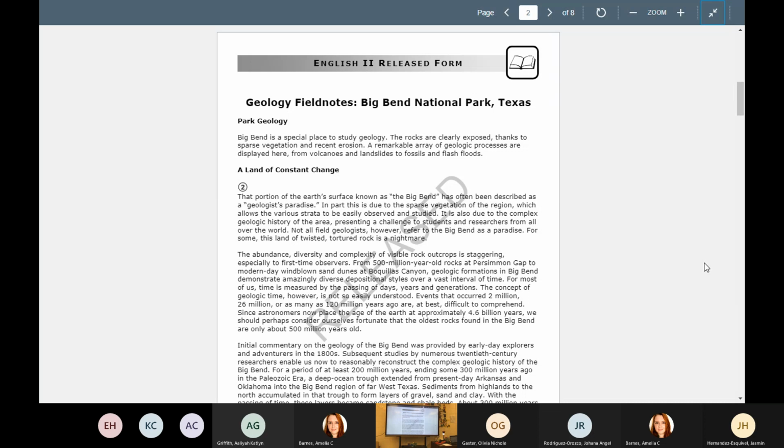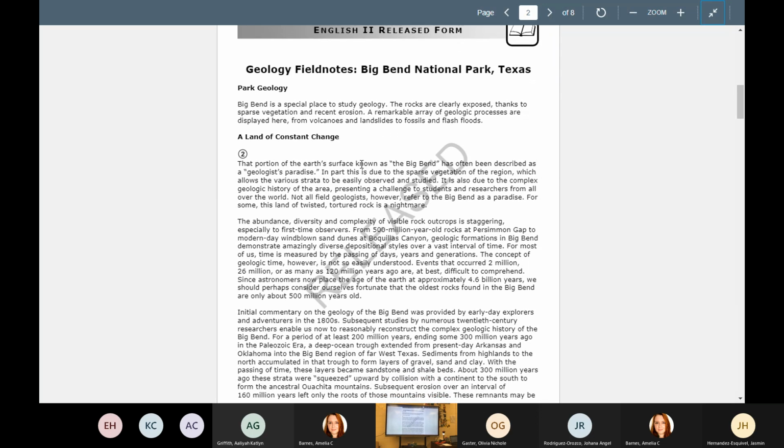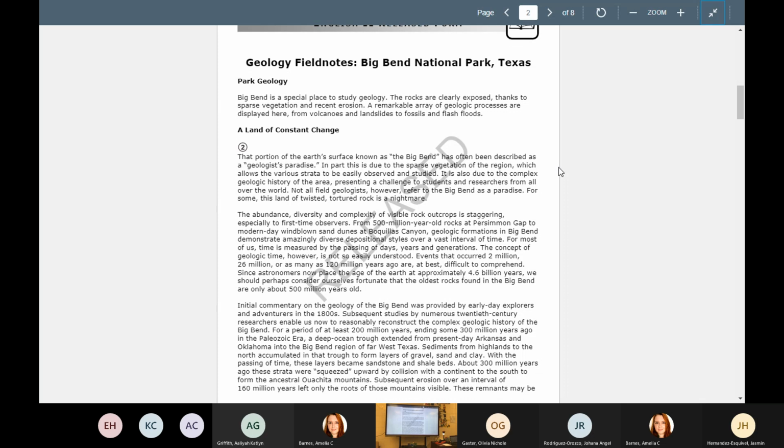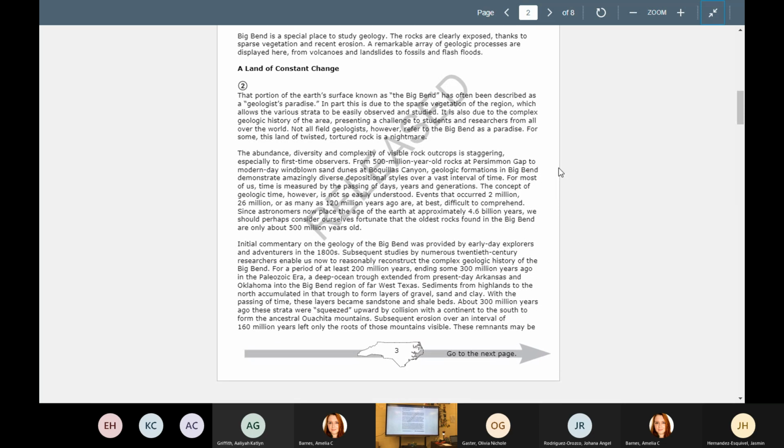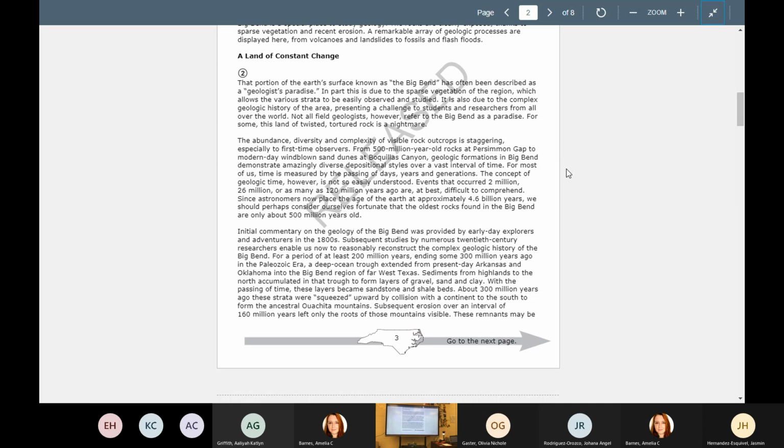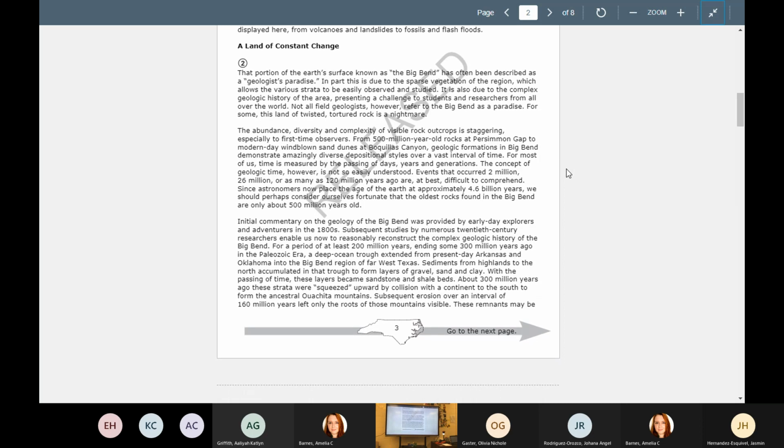Okay, geology field notes, Big Bend National Park, Texas. Park geology. Big Bend is a special place to study geology. The rocks are clearly exposed thanks to sparse vegetation and recent erosion. A remarkable array of geologic processes are displayed here, from volcanoes and landslides to fossils and flash floods. A land of constant change. That portion of the Earth's surface known as the Big Bend has often been described as a geologist's paradise. In part, this is due to the sparse vegetation of the region, which allows the various strata to be easily observed and studied. It is also due to the complex.